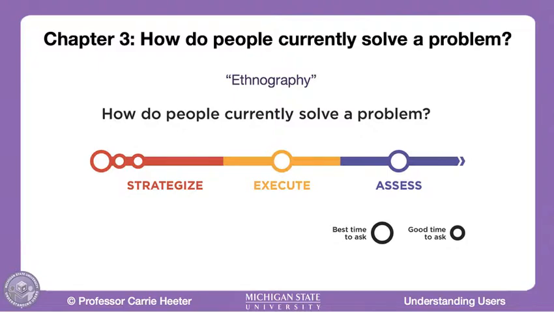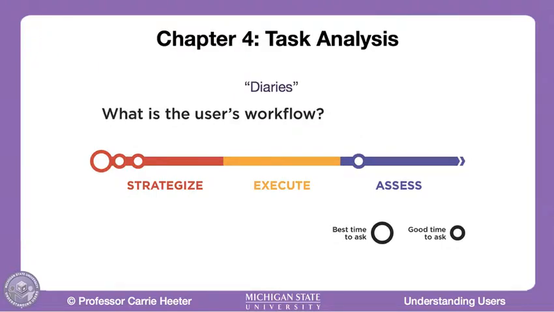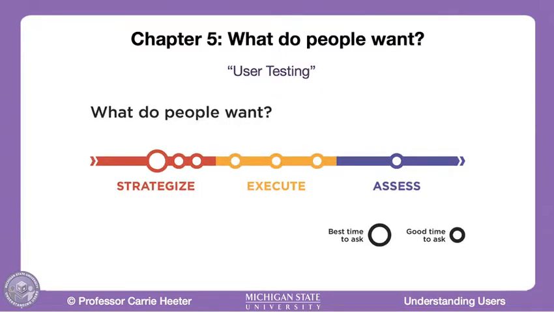How do people use it before we've actually made anything? While we're making it, how do people use it? And then after we've made it, how does it fit into their lives? Chapter 4, task analysis or diaries. What's the user's workflow? It's mostly in the strategizing phase. Chapter 5, what do people want? User testing. Strategizing actually throughout. Executing, assessing.